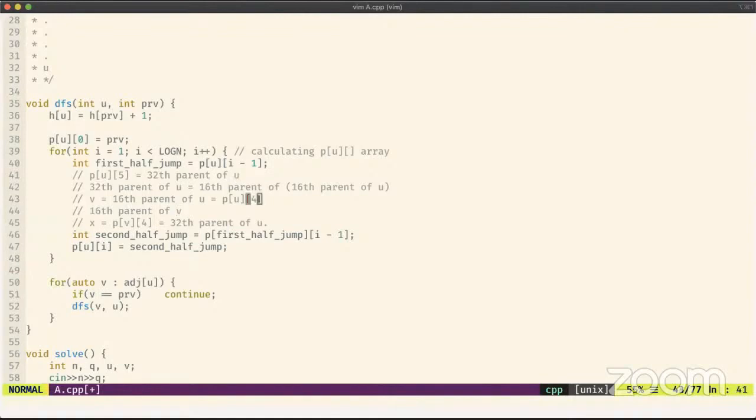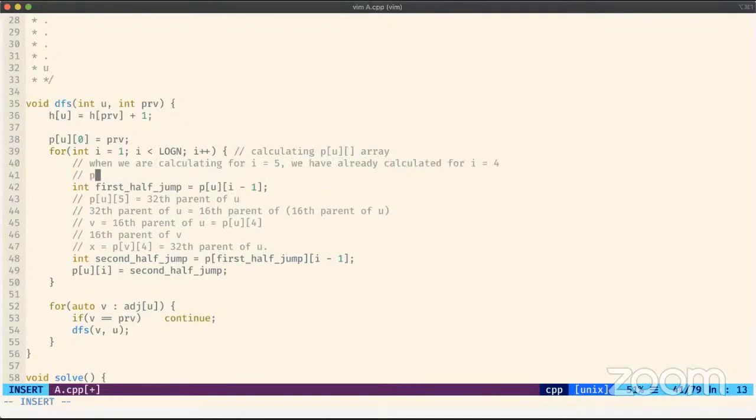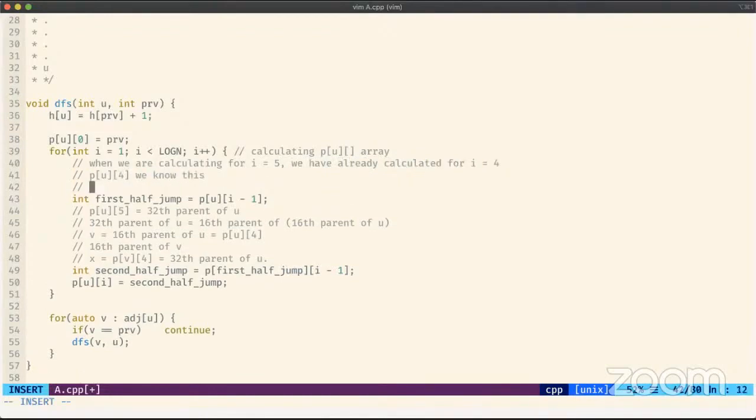How do we have the 16th parent? We have the 16th parent because we already look at this looping structure, right? We've already calculated the 1, the 2, the 3, the 4. So when we are calculating for i equal 5, we have already calculated for i equal 4, right? So we already know P[u][4]. We know this.